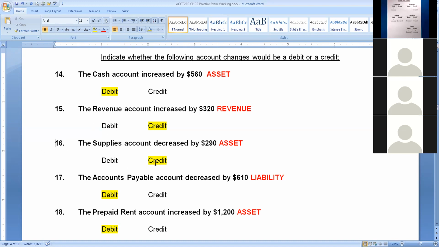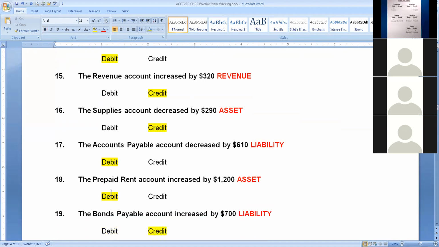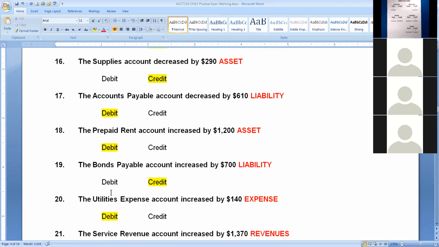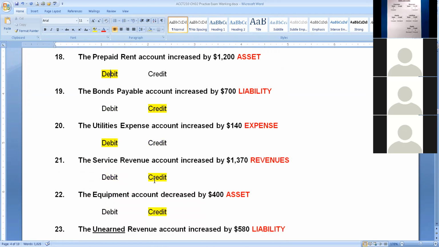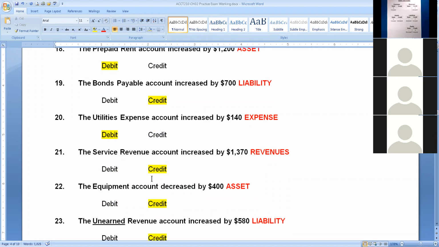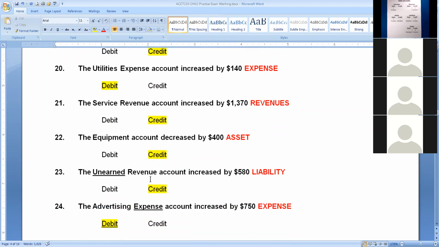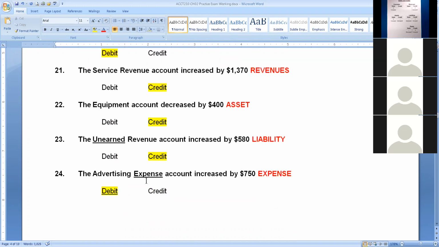Okay, so 14 is a debit, 15 is a credit. What should be 16 is a credit. 17 is a debit. 18 is a debit. 19 is a credit. 20 is a debit. 21, the real 21, is a credit. 22 is a credit. 23 is a credit. And 24 is a debit.